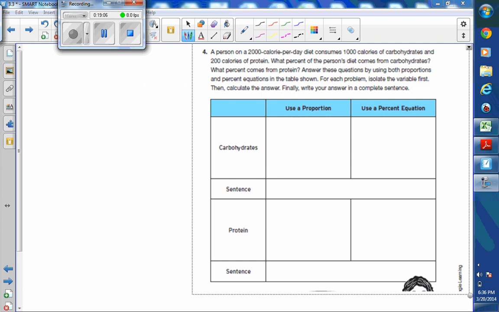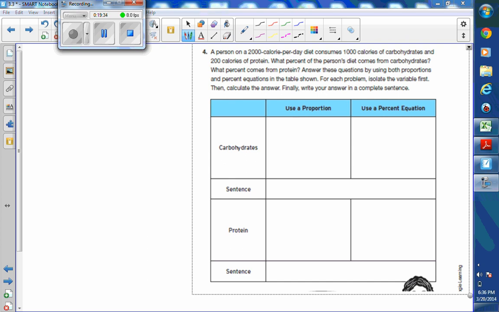Okay, let's look at question 4. A person on a 2,000 calorie diet consumes 1,000 calories of carbohydrates and 200 calories of protein. What percent of the person's diet comes from carbohydrates? What percent comes from protein? Answer these questions by using proportions and percent equations in the table shown. For each problem, isolate the variable first and calculate the answer. Finally, write your answer in a complete sentence.